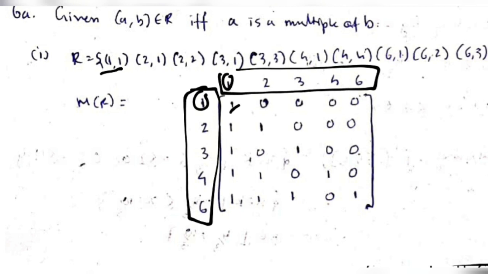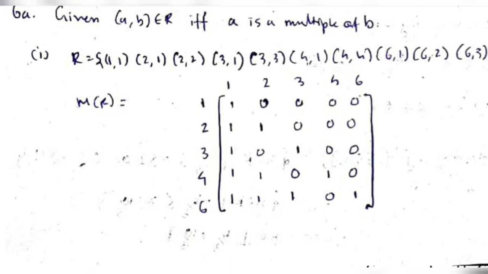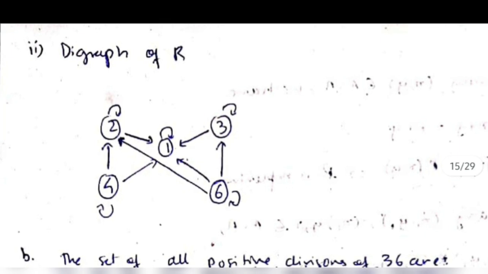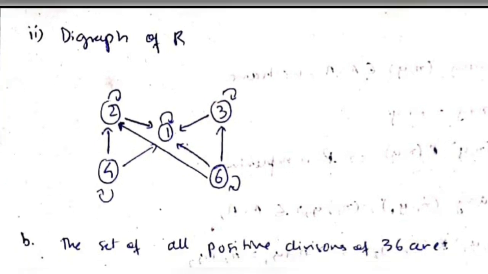If there is no relation, like between 1 and 2 there is no relation, so we will write 0 there. After getting done with this, we will move on to the digraph. In digraph you will mention all these elements which you have, and if there is a relation between any of the two elements we will represent it with an arrow.